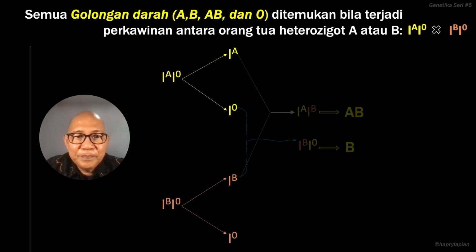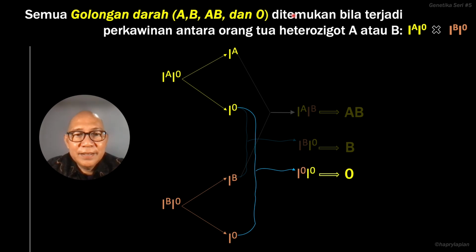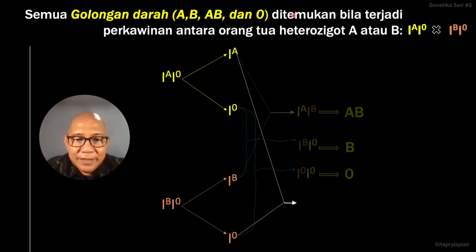O blood type is from the combination of two recessive alleles, both from father and mother. And lastly, A blood type is from the IA allele of father that meets the IO allele from mother, because A is dominant over O.